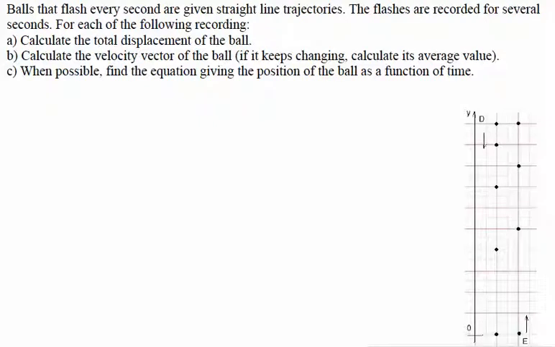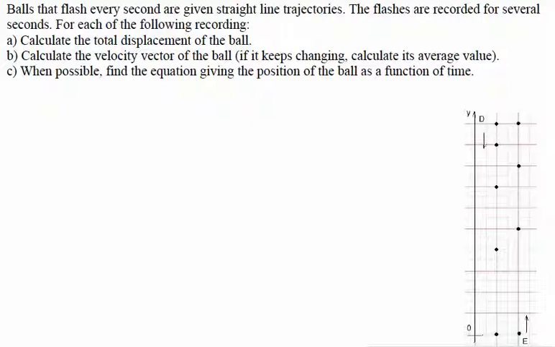Chapter 3, Worksheet number 6, Part C. So what we see over here is that now the balls are not moving at a constant velocity. So be really careful. Whenever you see that, it means the object is either gaining speed or losing speed.